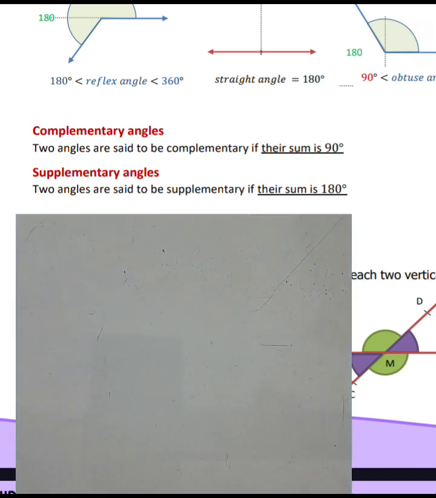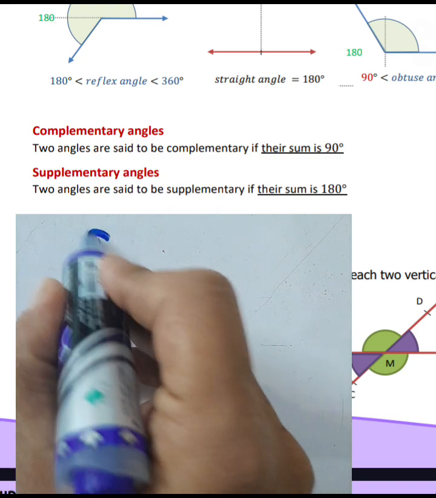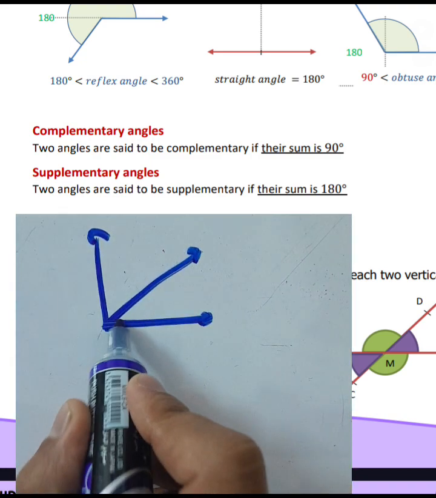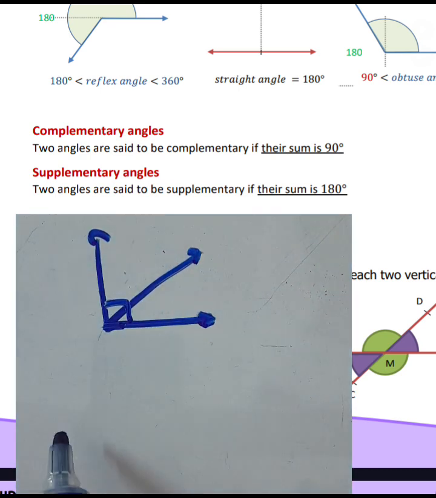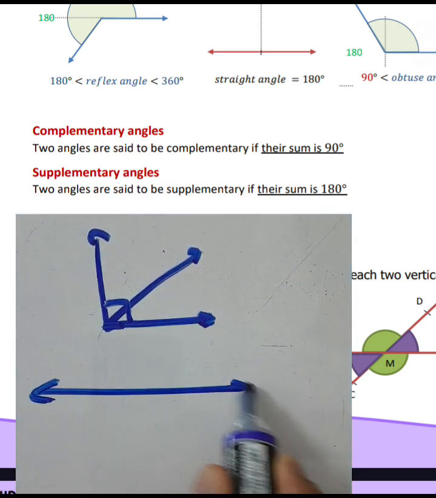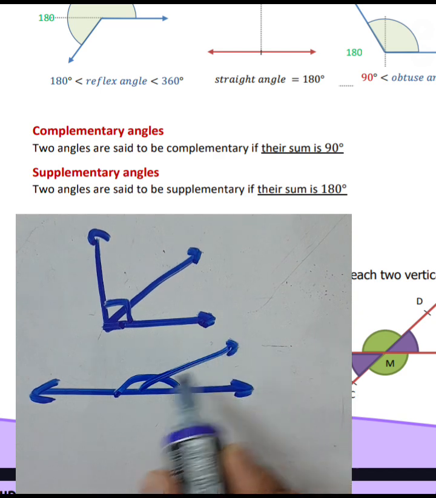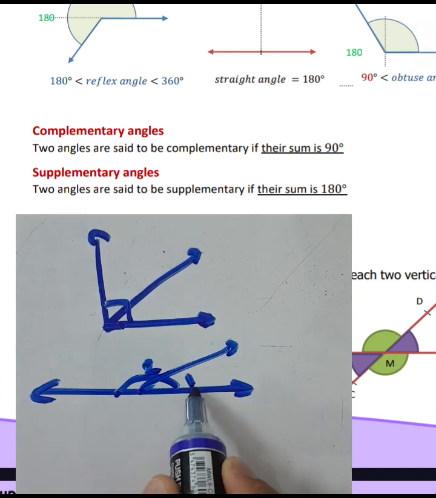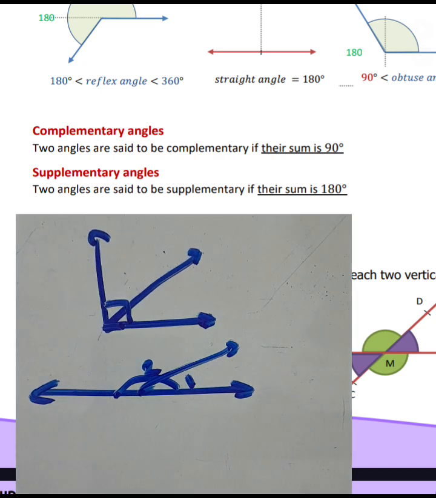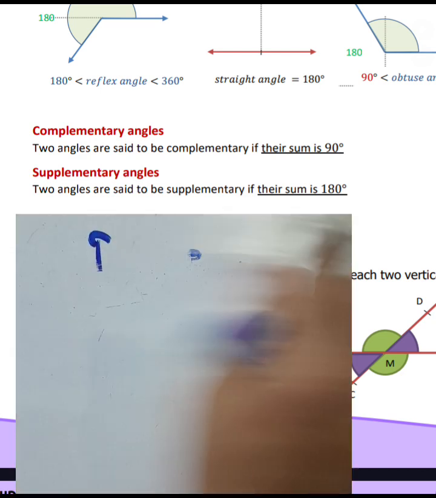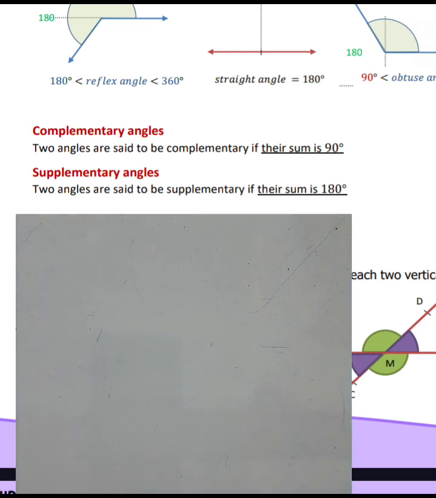Complementary angles: the two exterior sides are perpendicular. And what about supplementary angles? Supplementary angles, such as angle 1 and angle 2. The sum of the two angles 1 and 2 equals 180 degrees. Two angles are said to be supplementary if their sum is 180 degrees.